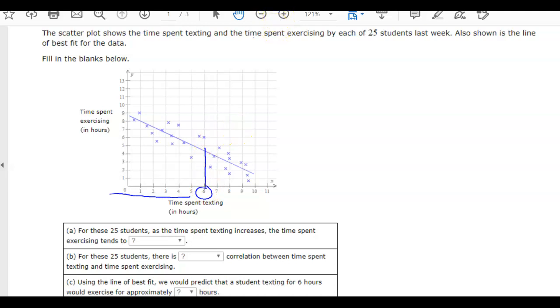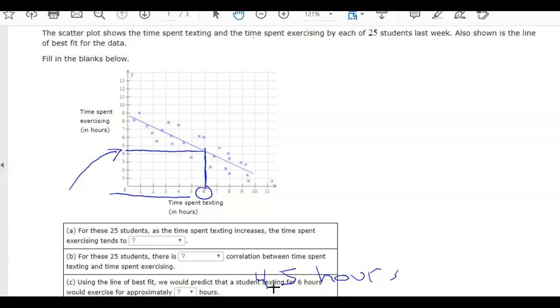Okay, so in any case, when I follow this line up right here, you guys, it looks like that's going to come right over here. So that to me looks like it's about 4.5 hours. So down here we would say about 4.5 hours. Okay, that's it. Easy section.